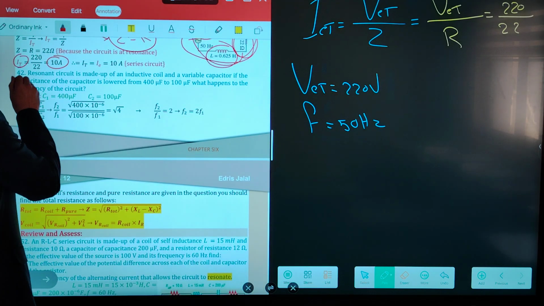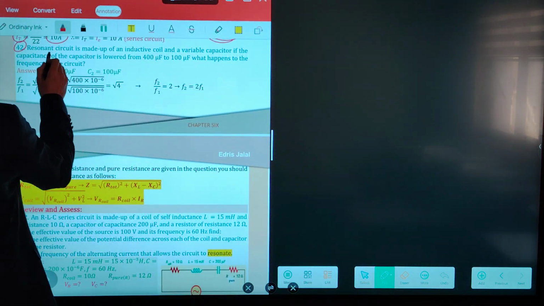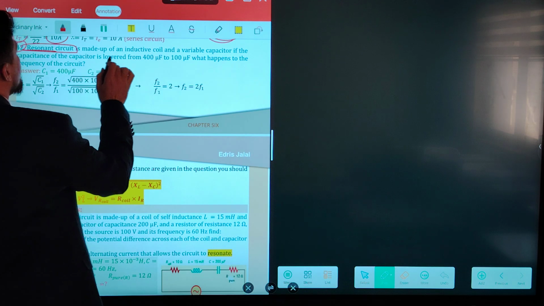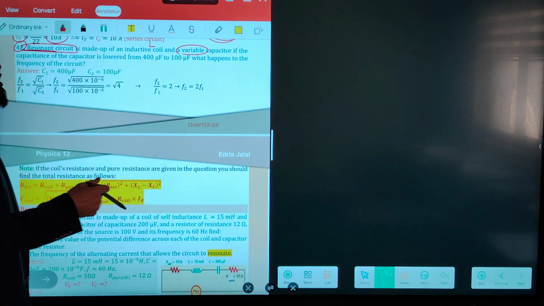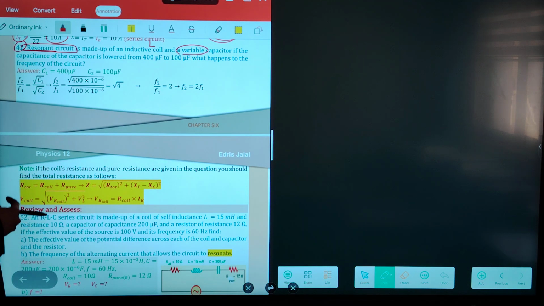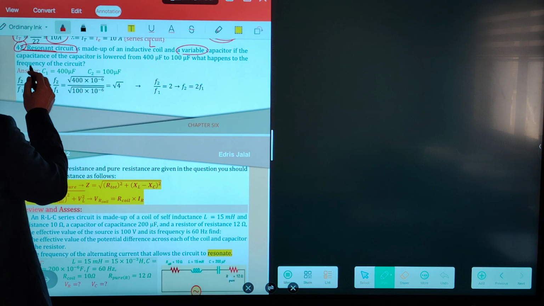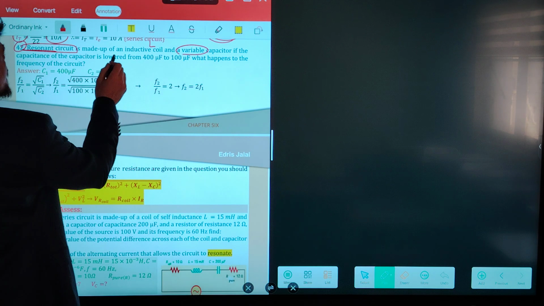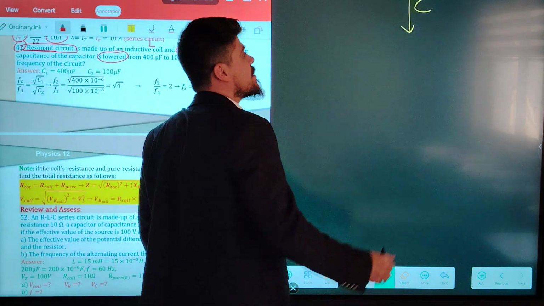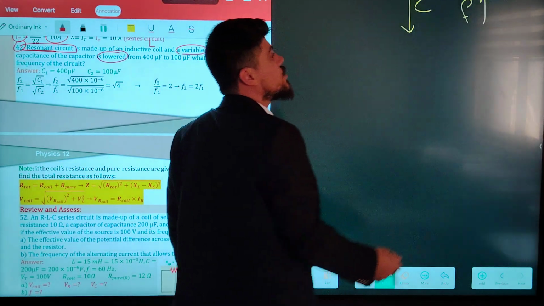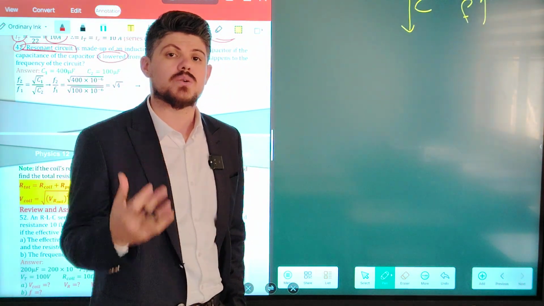Question 42, one of the very good questions, be careful. A resonant circuit is made up of an inductive coil and a variable capacitor. What do you mean by variable capacitor? It means that the capacitor can change its value. We can adjust the capacitor. If the capacitance of the capacitor is lowered, what do you mean by lowered? It means that the capacitance decreases. When capacitance decreases, frequency must be what? Increases. Why? Because the relation between capacitance and frequency is inversely proportional with the radical.